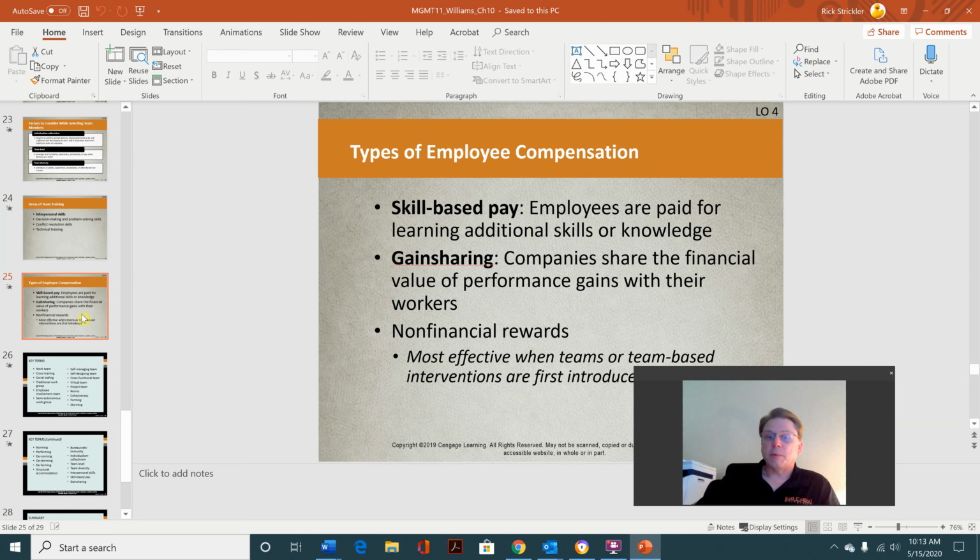And so it's skill-based pay, gain sharing, company shares, financial rewards, and then of course there are non-financial rewards based on their agreements. And that's the end of chapter 10.